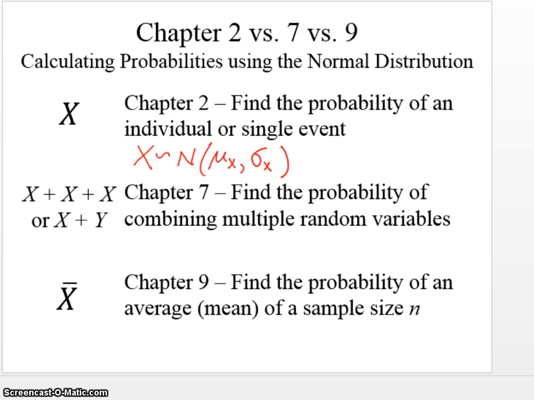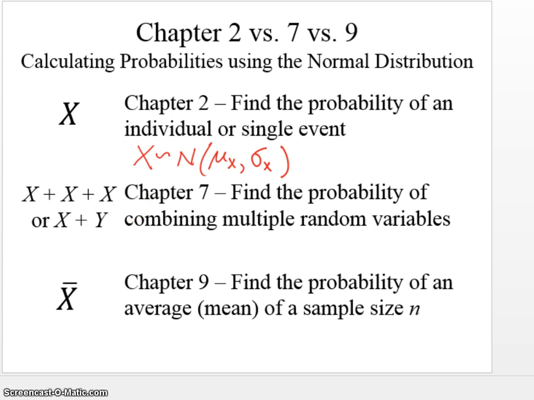Then we went on to chapter 7 where we combined random variables. So we did things like we took a random variable X plus a random variable Y and we calculated a new mean and a new standard deviation. We also combined the random variable X to itself. Okay, so in the next couple slides we're going to review and walk back through chapter 7.